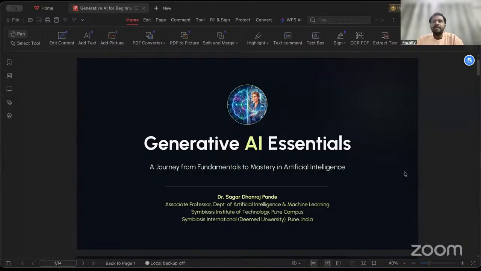So let us start today's session. Today, regarding two different aspects, first of all we'll try to understand what are the essential things which are required to understand about generative AI. Parallelly, we'll also be discussing what is the roadmap to learn about generative AI.